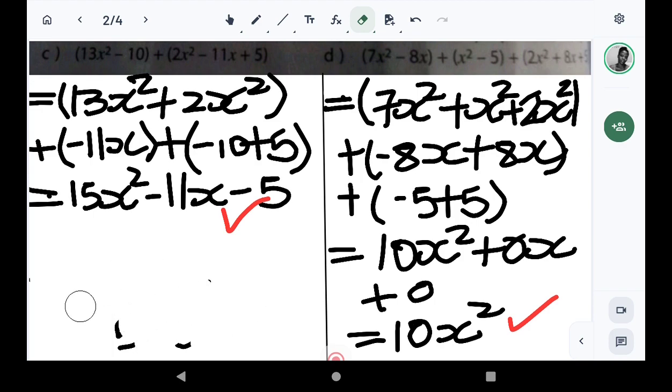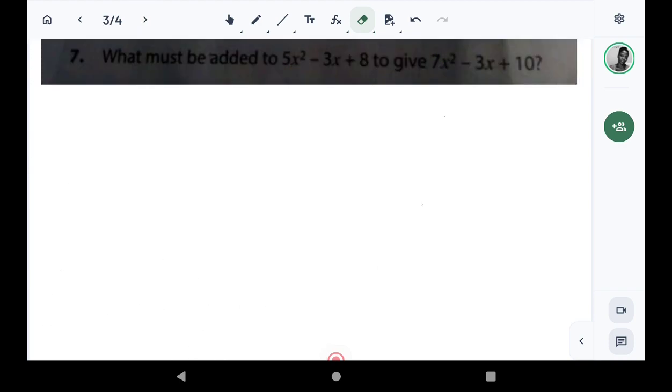Next question. In the next question, the question is: what must be added to 5x squared minus 3x plus 8 to give 7x squared minus 3x plus 10?